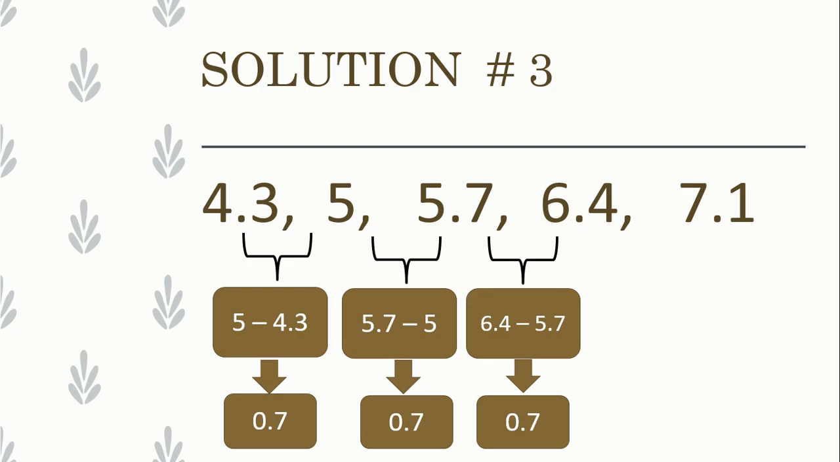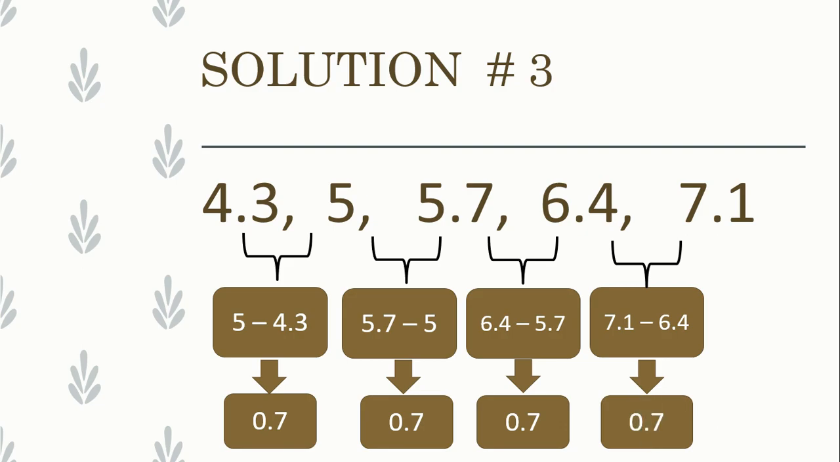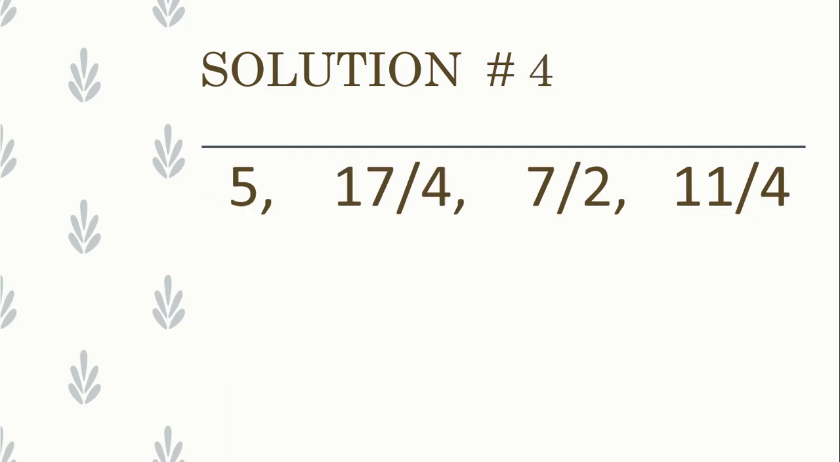The next two terms are 5.7 and 6.4. The previous term of 6.4 is 5.7. 6.4 minus 5.7, the answer is 0.7. And lastly, the two consecutive terms are 6.4 and 7.1. The previous term of 7.1 is 6.4. Subtracting them, that's 7.1 minus 6.4, that is 0.7. Therefore, we can clearly say that the common difference of this arithmetic sequence is 0.7.